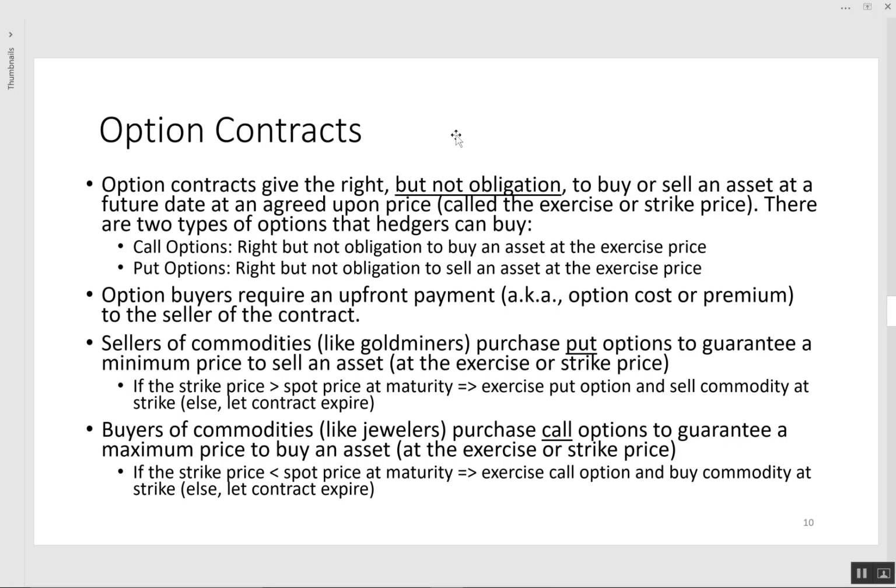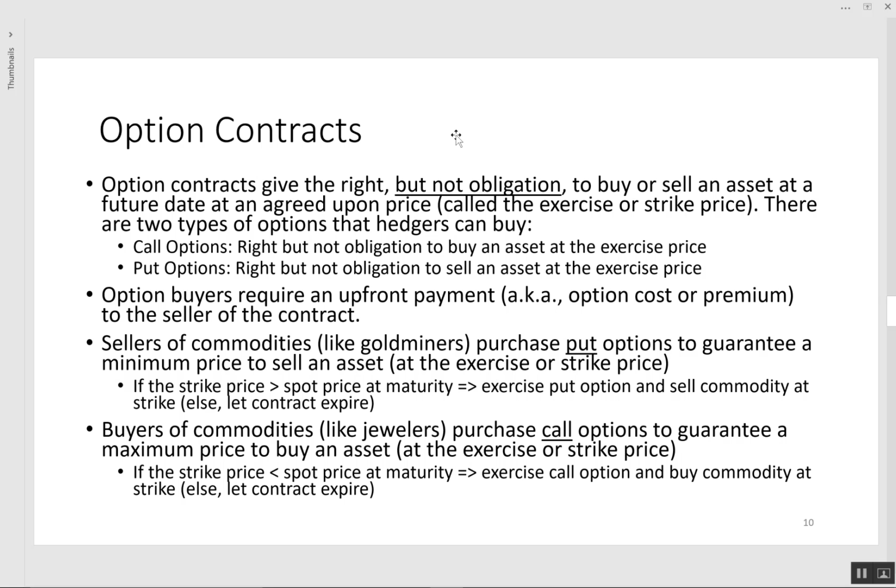So let's talk about an option contract. What if we could get the best of both worlds? What if we had the right to sell our gold at $1,632, but we can walk away? Well, in that case, you want a put option. An option contract gives the counterparty the right but not the obligation to sell or buy an asset at a future date. Now, in options, we don't call it the forward price. We call it the exercise or strike price. And if you enter into a put option, which is what Hoffman needs, that's the option to sell an asset. A call option is an option to buy an asset at the strike or exercise price.